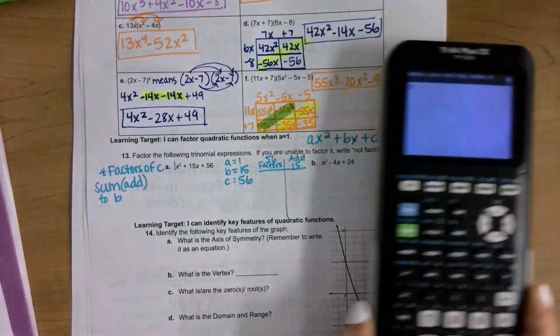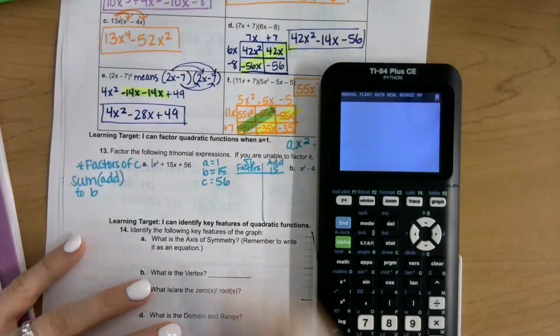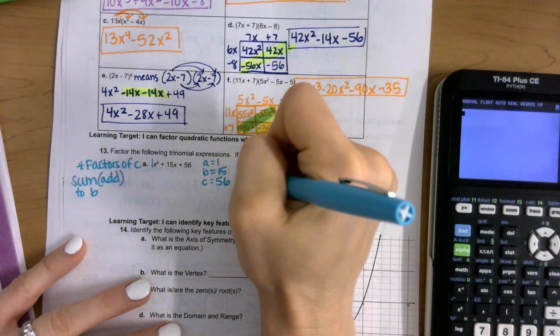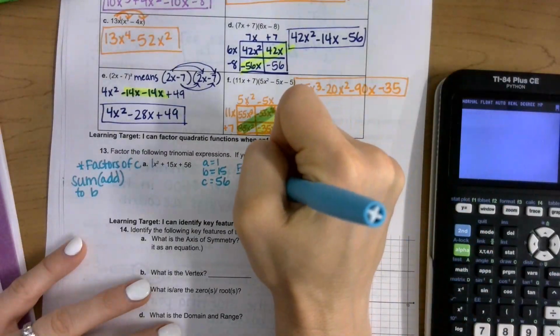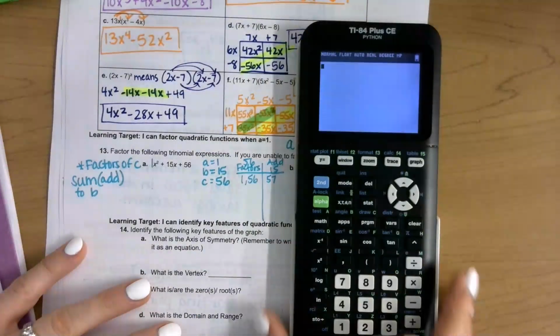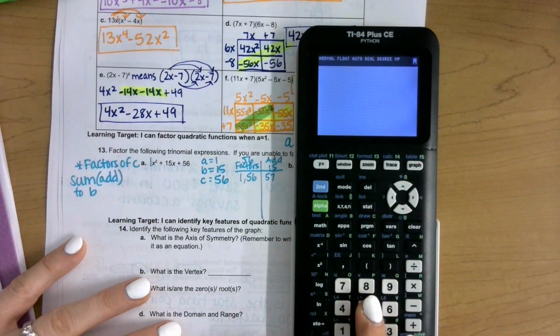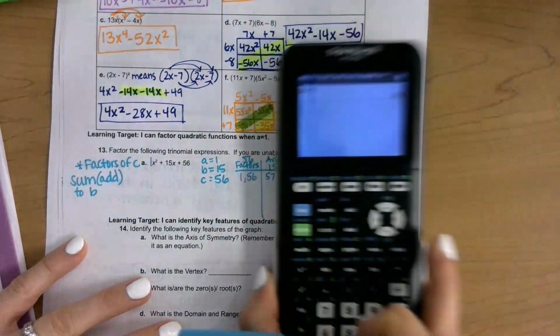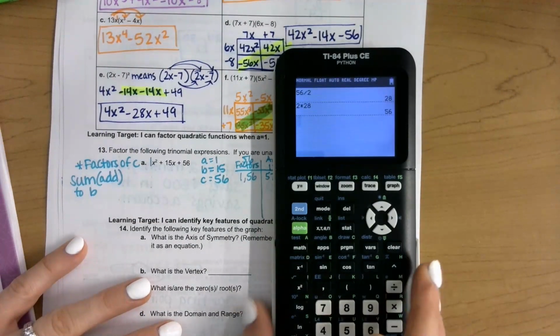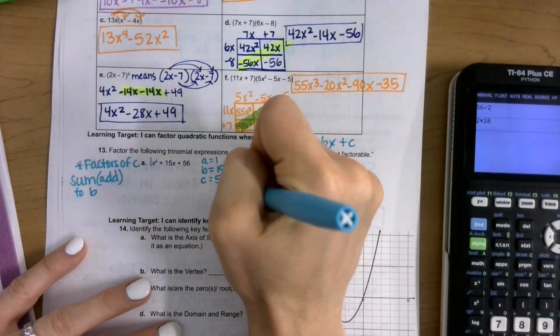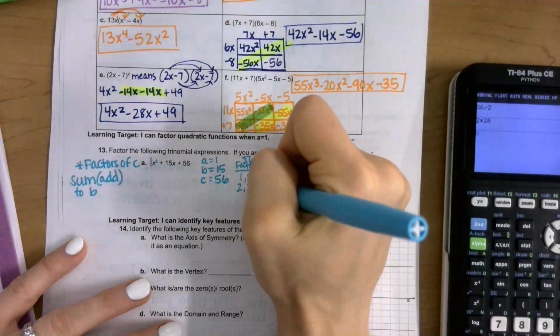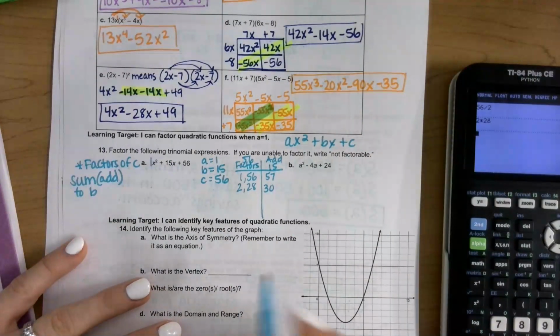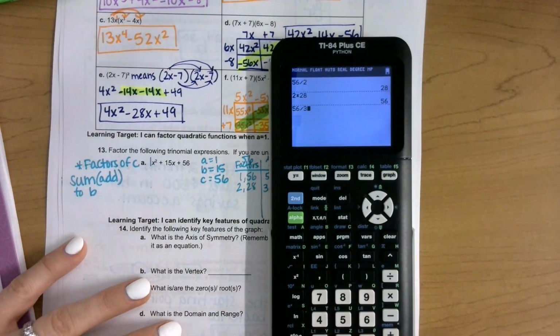So start with small numbers, like 1 and 56. 1 times 56 equals 56. If I add them together, that's 57. That's not going to work. So just start and go up. Then let's try 2. If you are not sure if it's divisible, do 56 divided by 2, 28. So 2 times 28 equals 56. 2 plus 28 equals 30. Well, we need 15. All right, then try 3. 56 divided by 3 gives us a decimal. It has to be a whole number.